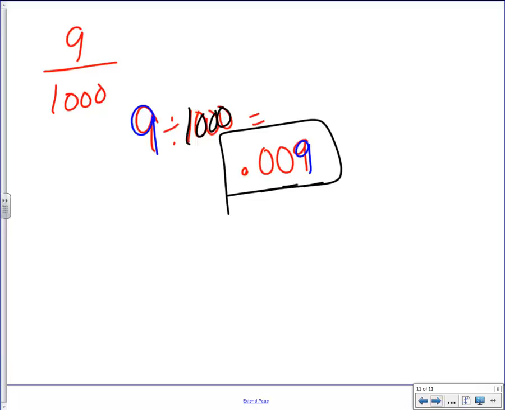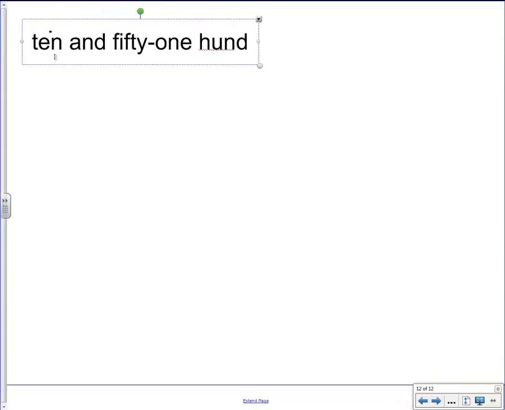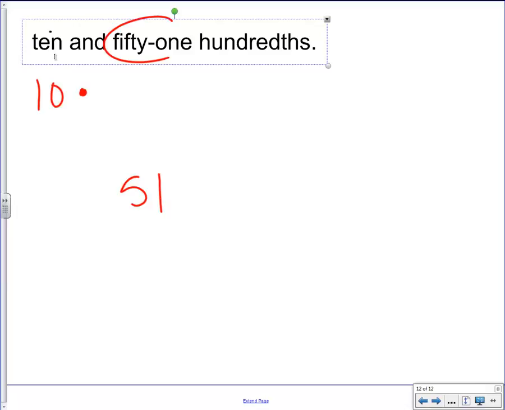The last problem that we want to talk about is to write some words that are given to you as a decimal. And this is kind of tricky, so I want to practice. Let me make this bigger. So the words are 10 and 51 hundredths. What do we want to make sure that we are aware of? The and is my decimal. So 10. 51 is what I see or I read. Hundredths tells me how many place values. Tenths, hundredths. So I have 51. Okay? What happens if this didn't say hundredths and it said thousandths?